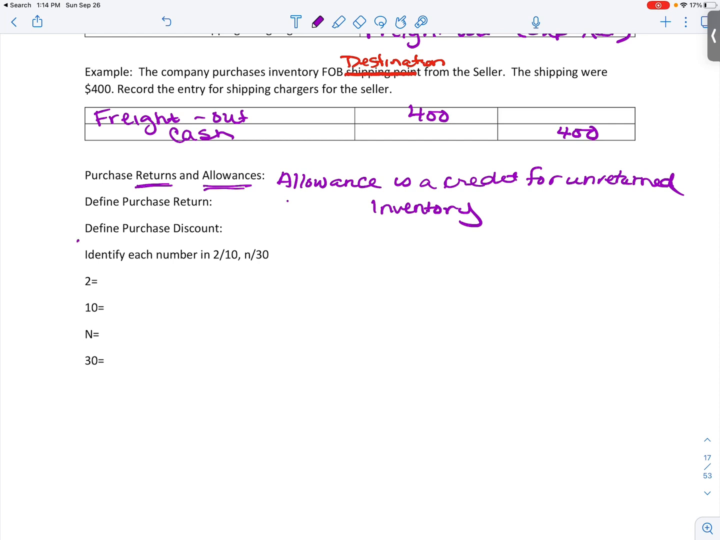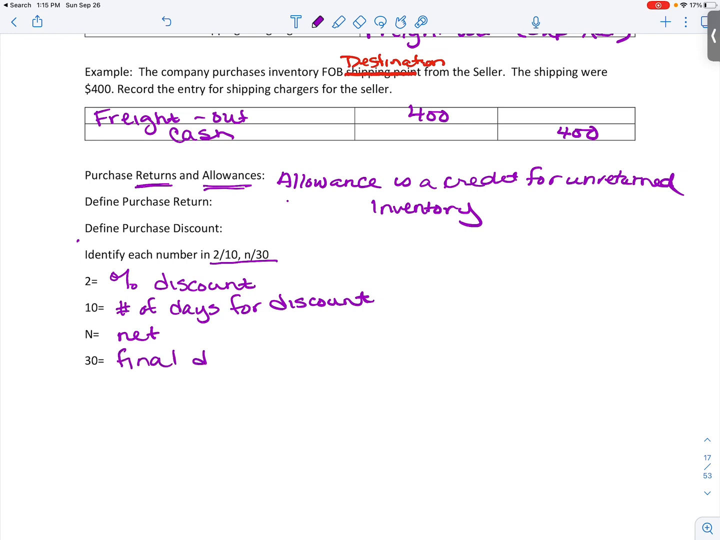A purchase discount, on the other hand, is a tool used to increase how fast somebody is paying for their merchandise. So in your purchase agreement, you'll see terms such as this, 2/10 net 30. That first number is going to be the percentage of discount you get. It doesn't always have to be a 2, but that's the first number you're going to see. The second number you see is the number of days you get to get that discount. So if you pay here within 10 days, you'll get a 2% discount. The N means net, or otherwise, the full amount is going to be due in 30 days. So that last number is your final due date.